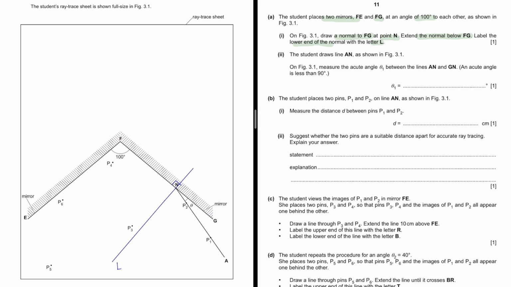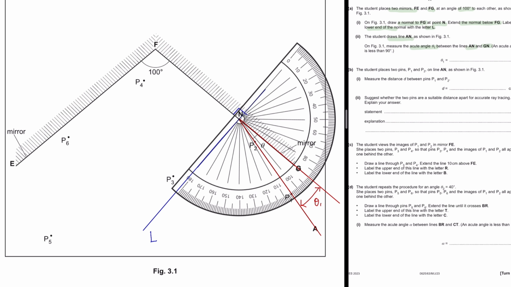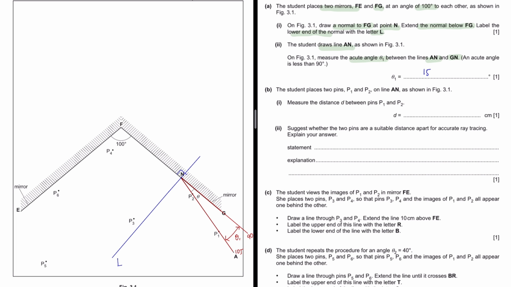Part 2. The student draws line AN as shown in figure 3.1. On figure 3.1, measure the acute angle θ1 between the lines AN and GN. When you're looking for an angle, make sure to always use a protractor. So this is the angle θ1 that you're looking for. According to my scales, I got a value of 15 degrees. According to the marking scheme, any value between 14 to 16 is acceptable. And as you can see here, they have already given you the unit, degrees.